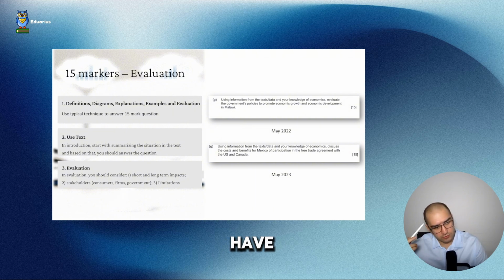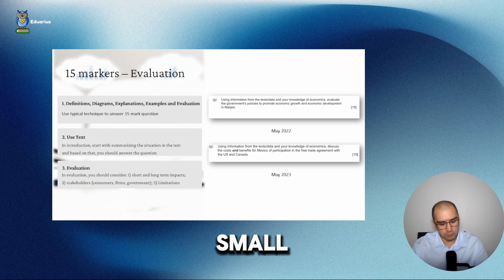The second thing, you have to use the text. In paper 1, you just use your knowledge and try to give pros and cons, etc. But in paper 2, in the introduction with definitions, you have to give a small description of the text. So what kind of quotation do you have in the text? And then you try to evaluate, you give your best knowledge and use it for the 15 mark question. And the third thing is evaluation.